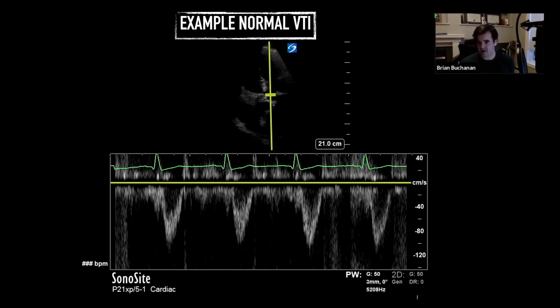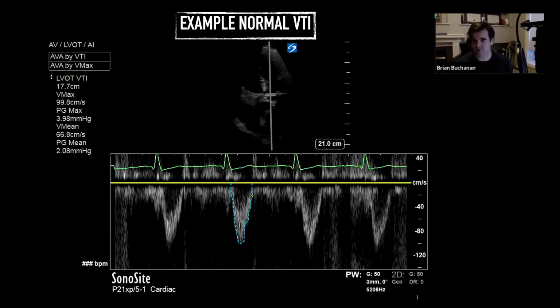Now, to trace the VTI, we typically will start at the baseline. So you can see here the cursor will be drawn to the baseline. It will trace upwards, making sure you're following it closely. And you trace it all the way back down to the baseline again, just being careful not to be overly inclusive. And we can see here that our VTI is 17.7. So I think this obviously is a nice example. Patient is in sinus rhythm. If they were in atrial fibrillation, they may have some variation from beat to beat, but I think that's a good example there of getting our VTI in real time.